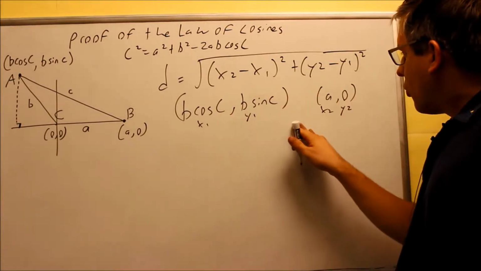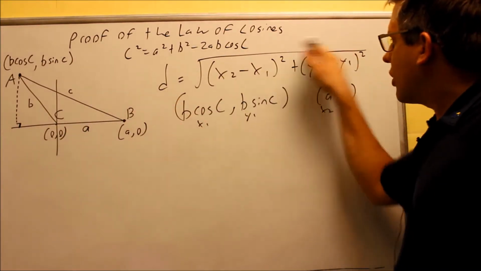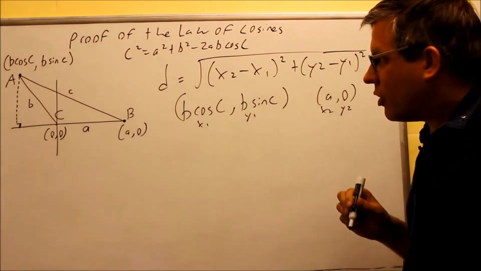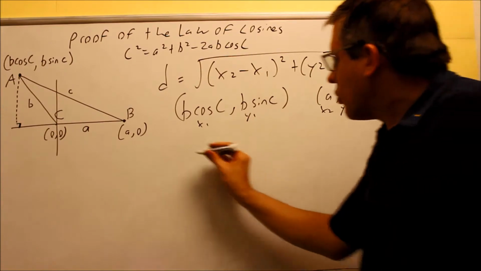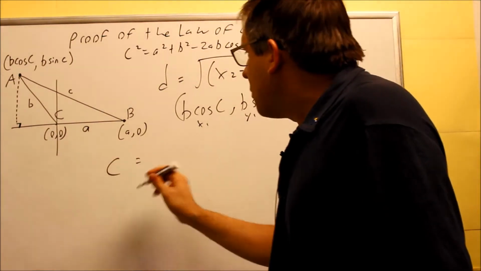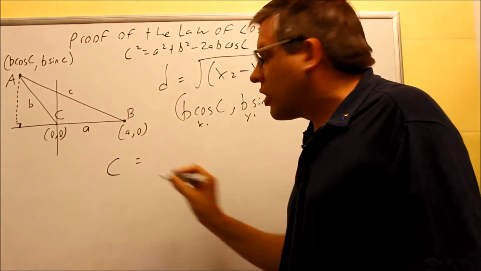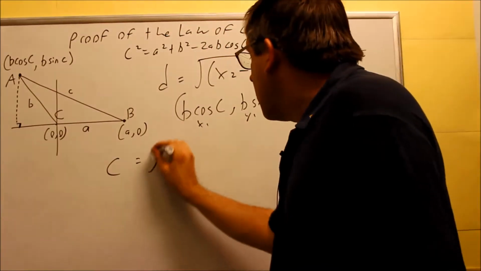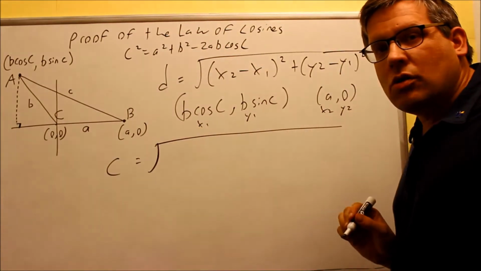Now I can take these points from my triangle and put them directly into the distance formula. Now the d is really going to be c right here. That's the distance. So this is lowercase c that I'm starting with here. And then now let's go ahead and put everything into the distance formula.